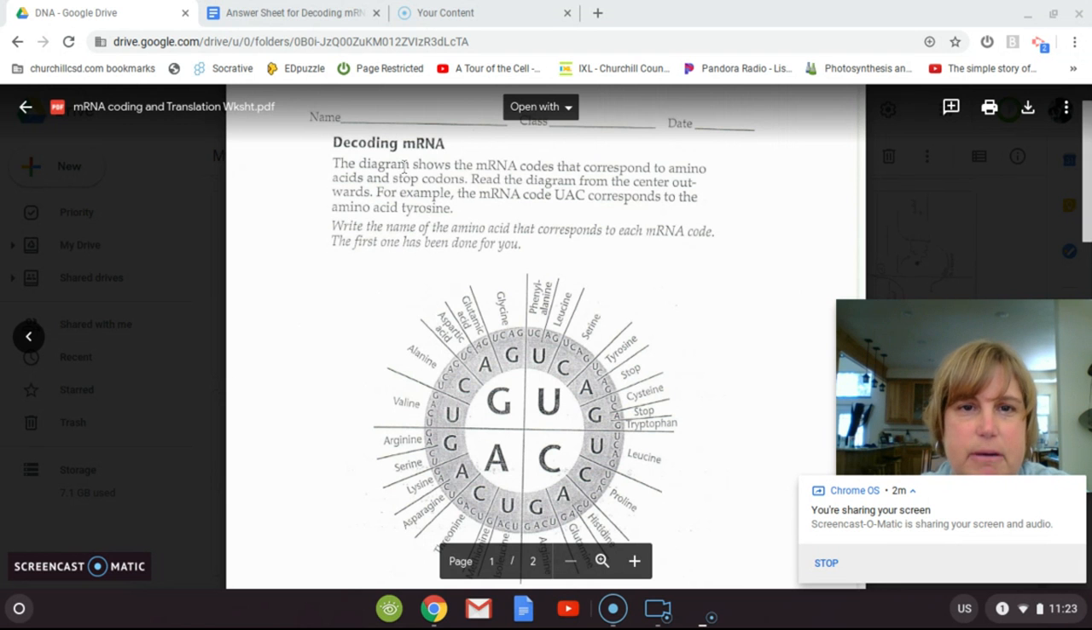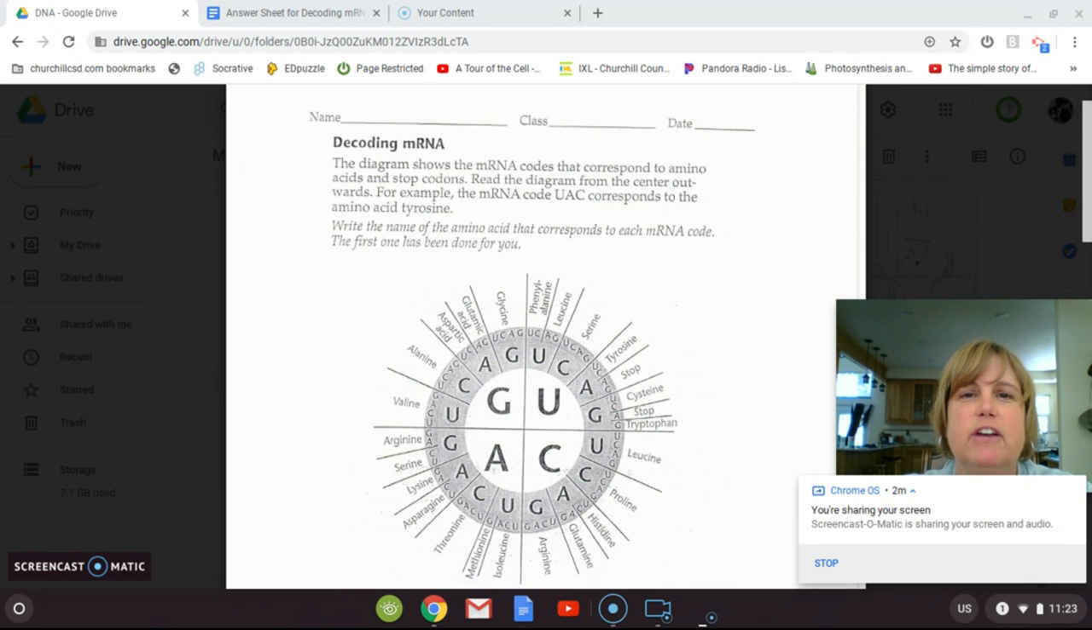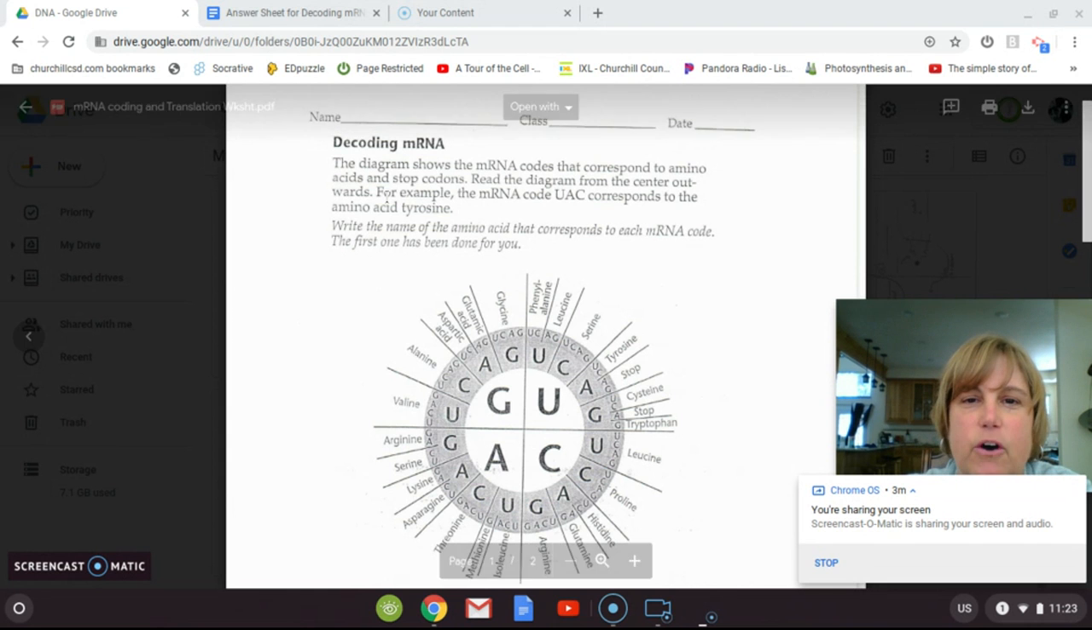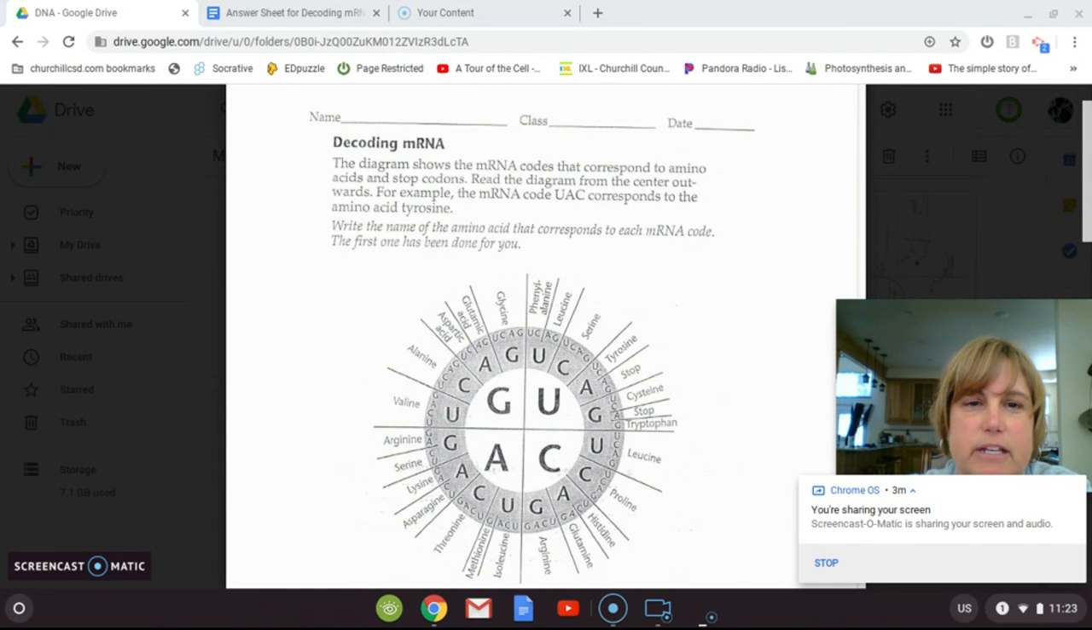So this decoding mRNA has a diagram that goes with it. And that diagram is going to tell you which amino acid a messenger RNA codes for. So I'll say that again. This diagram helps tell you what amino acid a messenger RNA will code for. So looking at the directions, the diagram shows the mRNA code that corresponds to amino acids and also to stop codons, which we'll talk about momentarily.